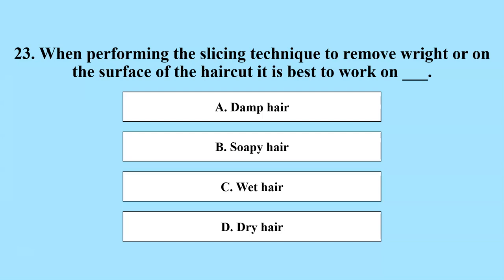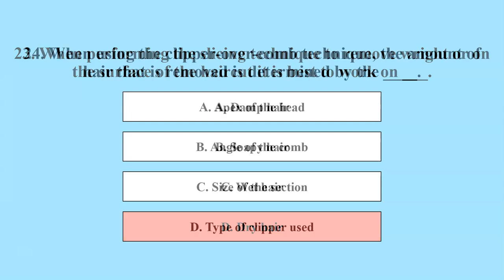When performing the slicing technique to remove weight or on the surface of the haircut, it is best to work on damp hair, soapy hair, wet hair, or dry hair? If you chose D, dry hair, you are correct.